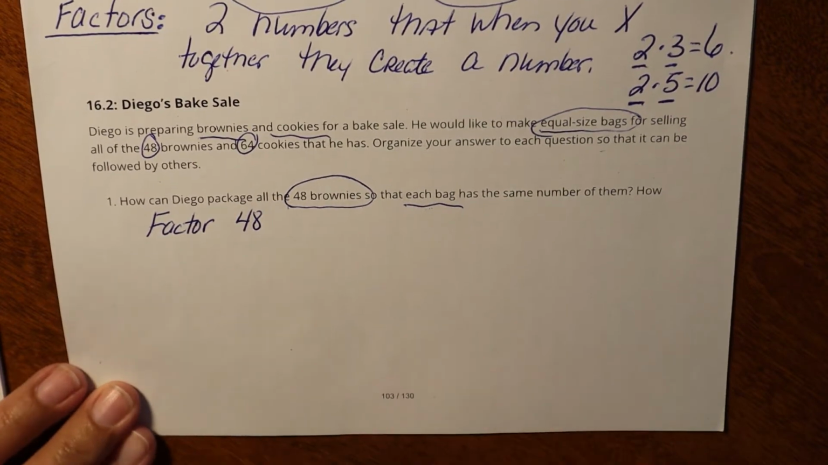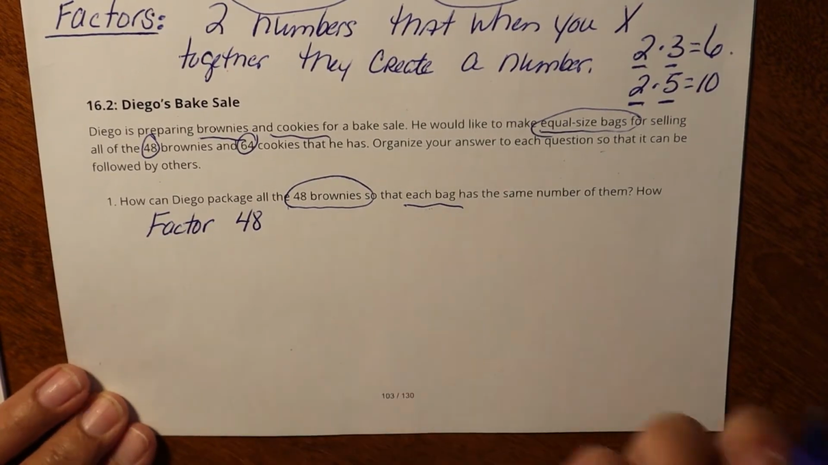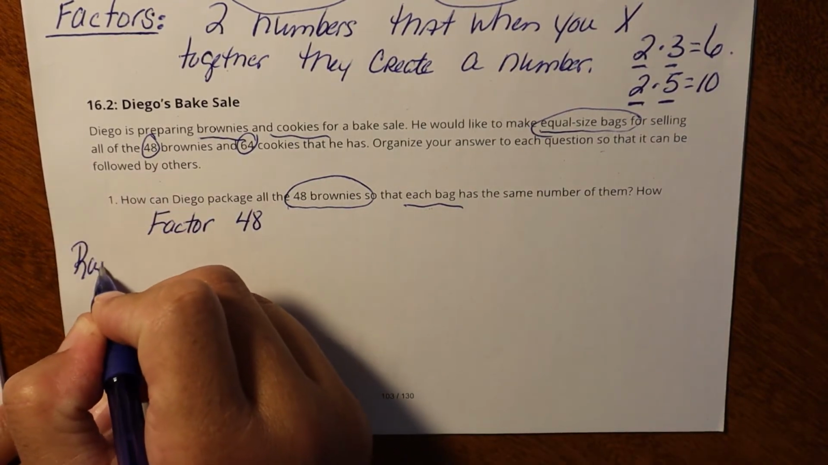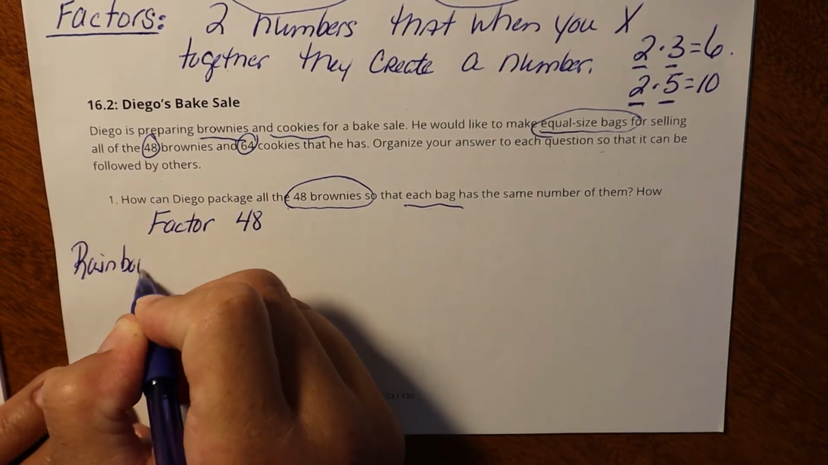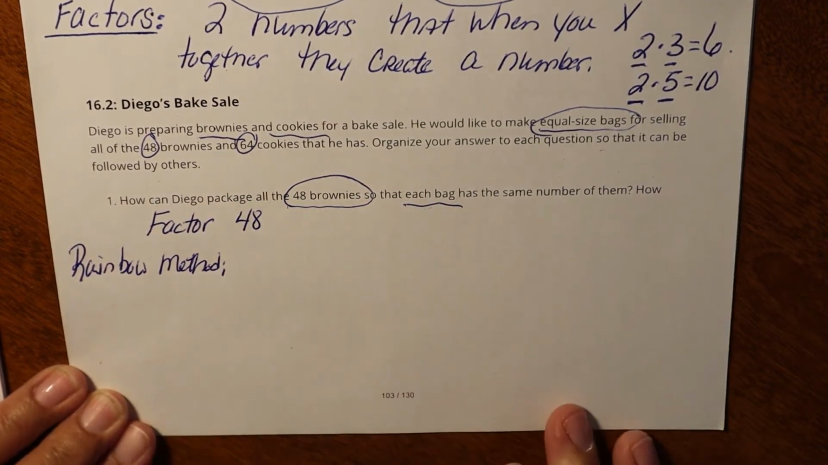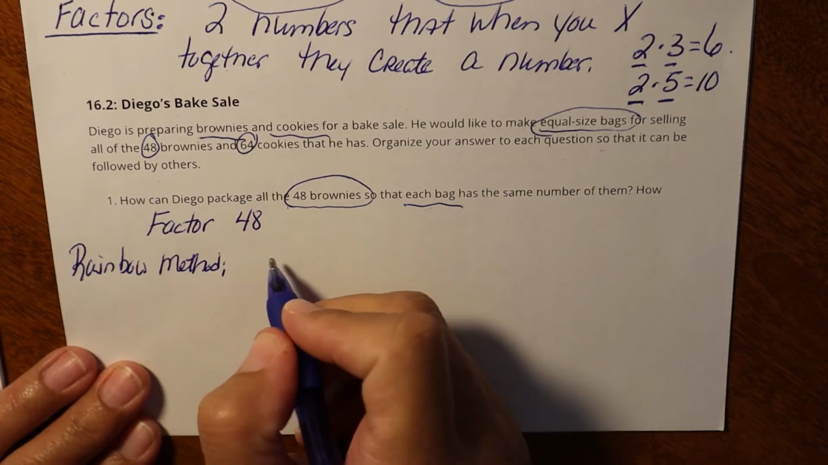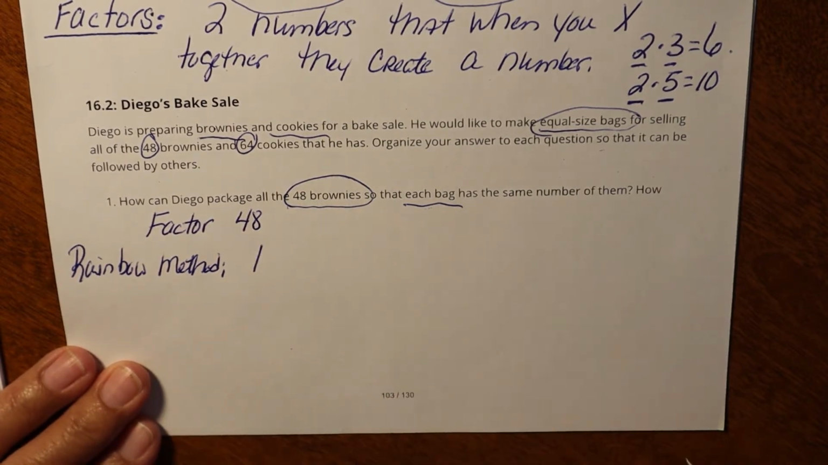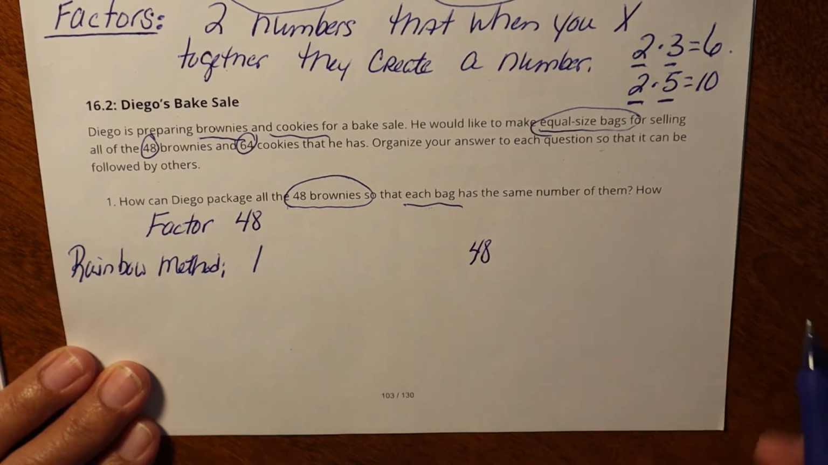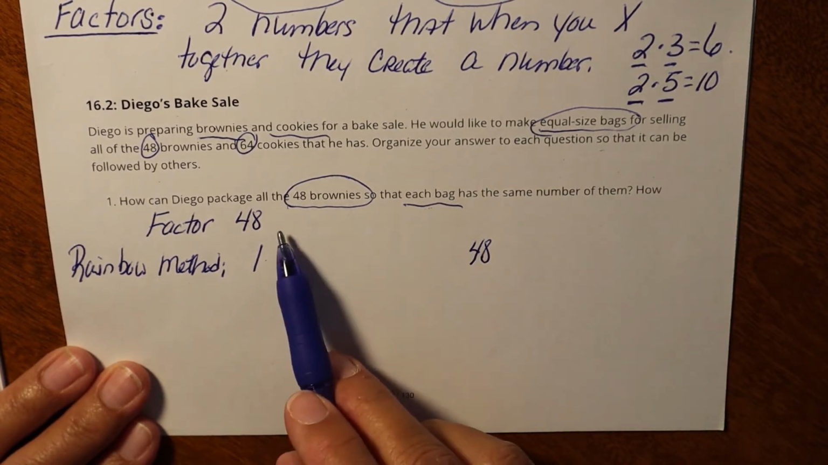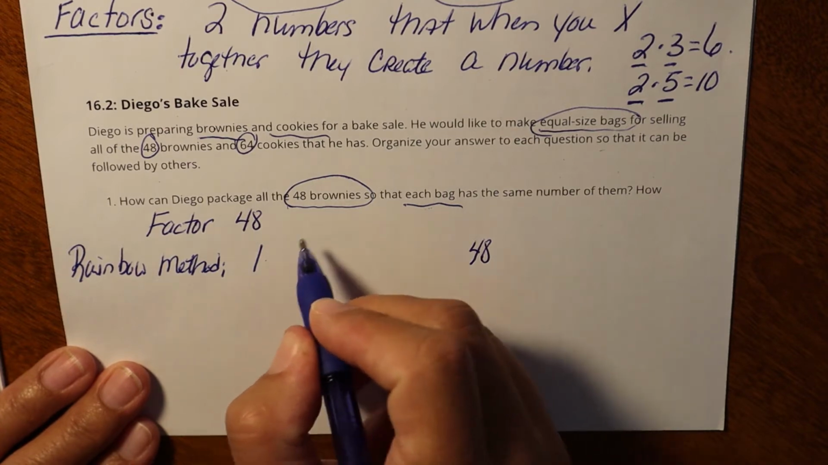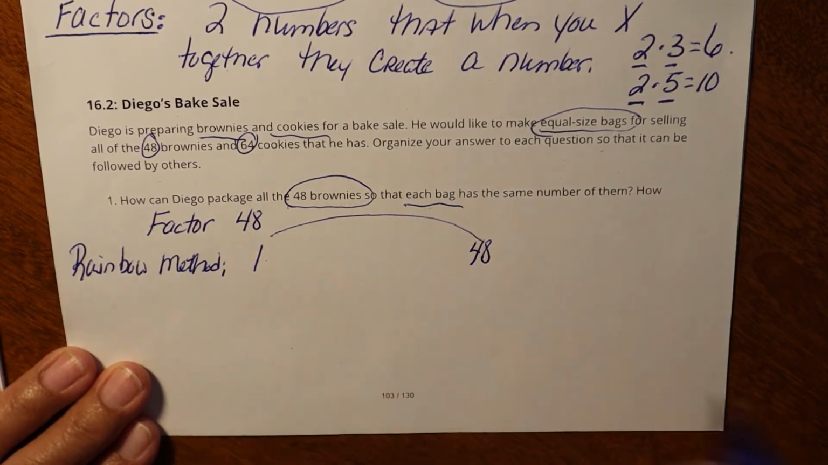Now, here's where there's a couple different methods. There's something called the rainbow method. Maybe you learned this last year. Rainbow method. Okay, and this is how it works. You start off with the number 1 on one side, and then down here, we put the number itself, because we know that 1 times 48 is 48. Then we kind of go back and forth, kind of making a rainbow. So these two would go together.